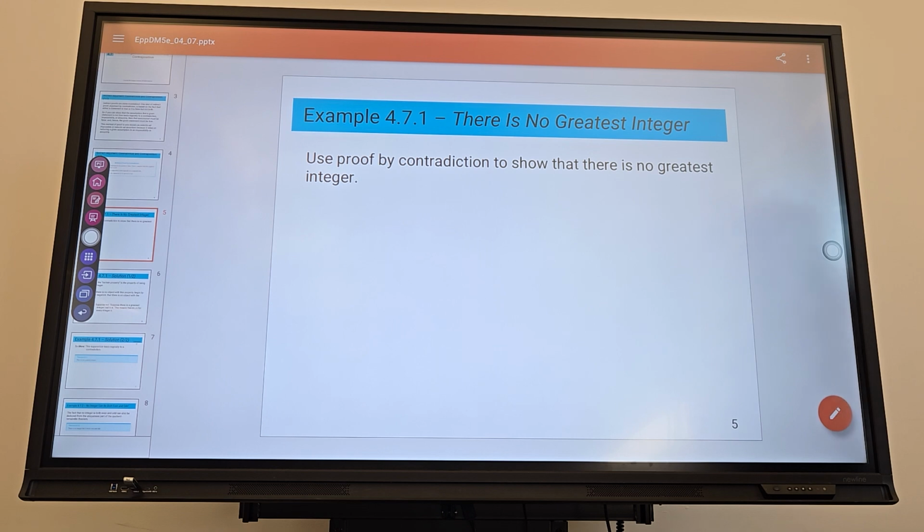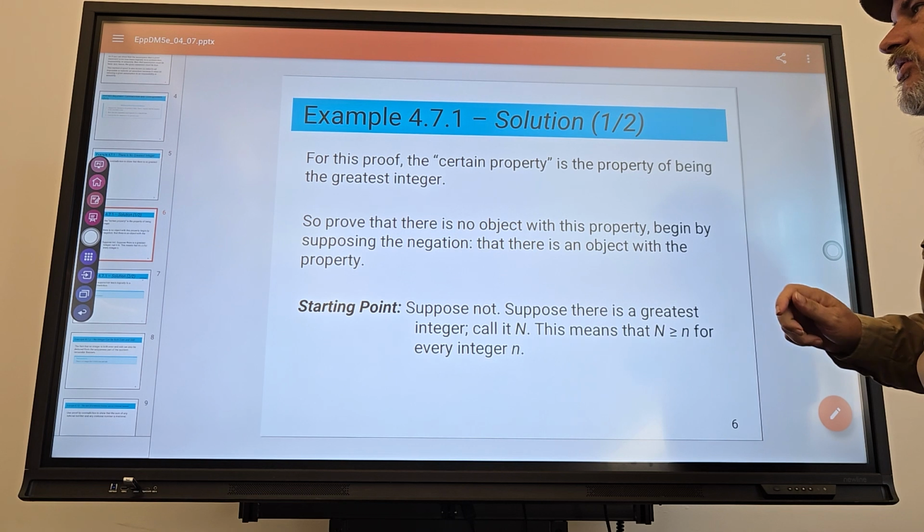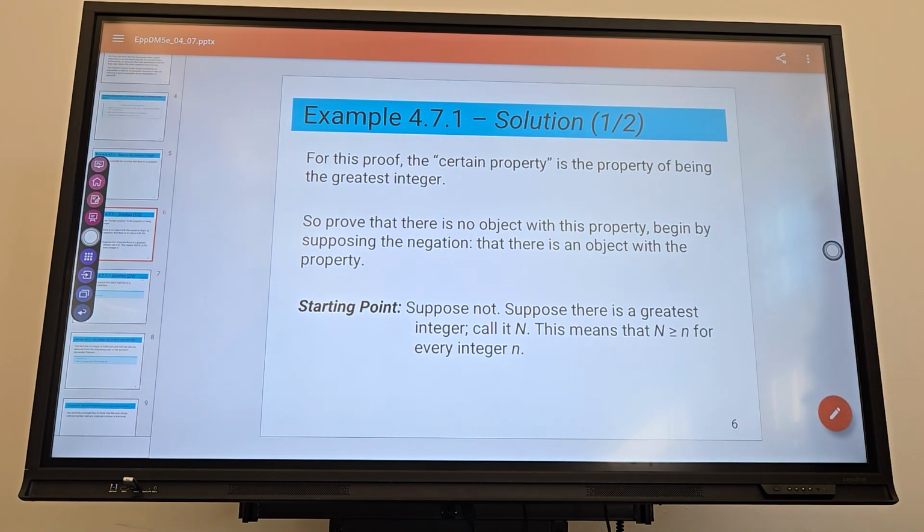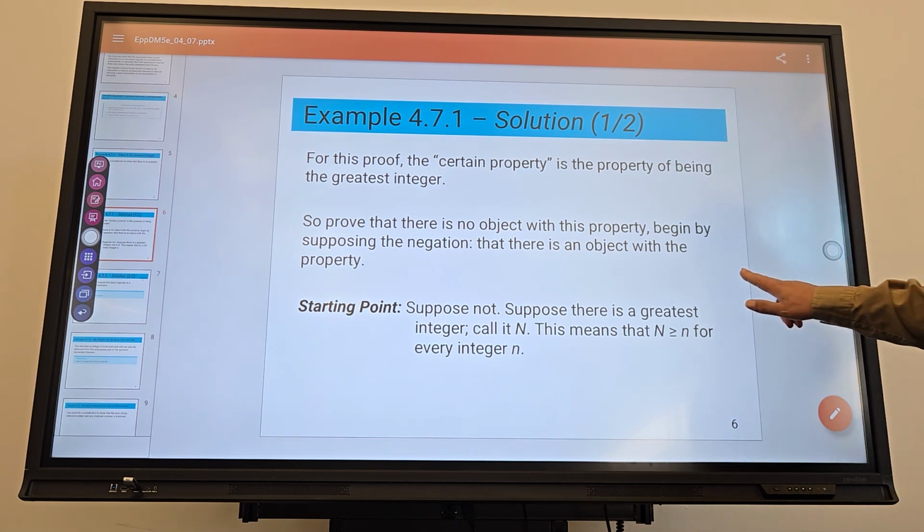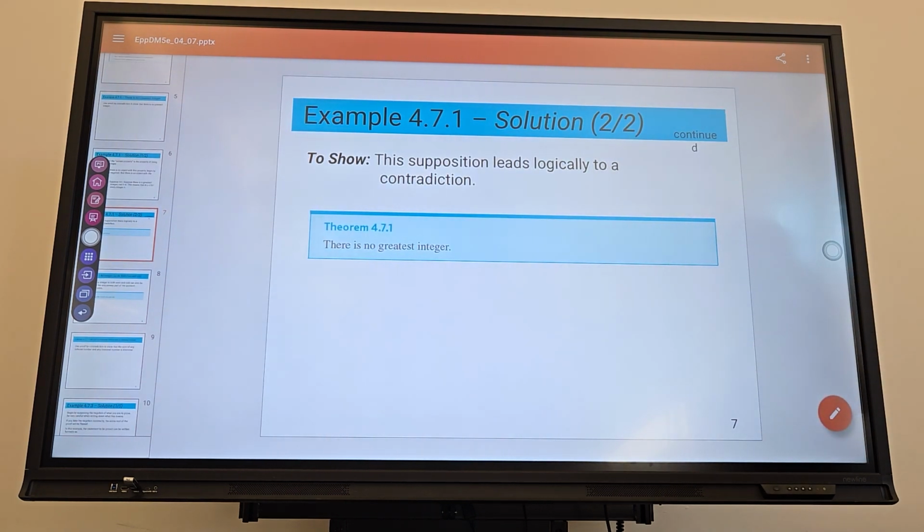Use a proof by contradiction to show that there is no greatest integer. For this proof, the certain property is the property of being the greatest integer. So prove that there is no object with this property. Begin by supposing the negation, that there is an object with the property. Starting point: suppose there is a greatest integer, call it capital N. This means that N is greater than or equal to n for every integer n. Show that this logically leads to a contradiction.